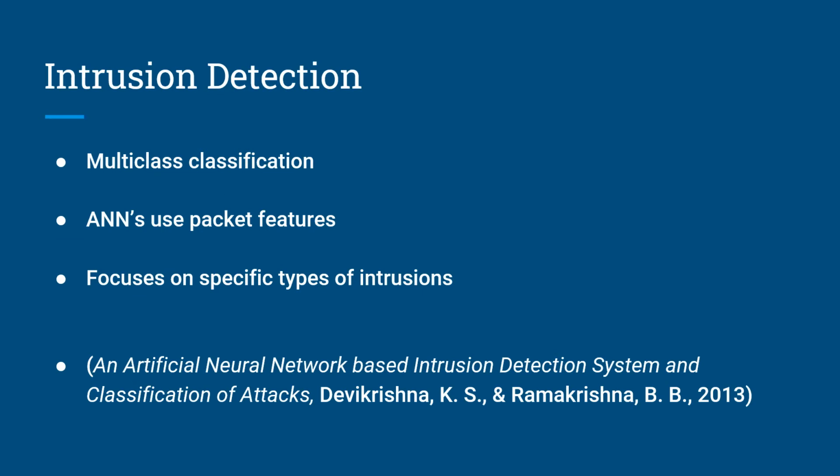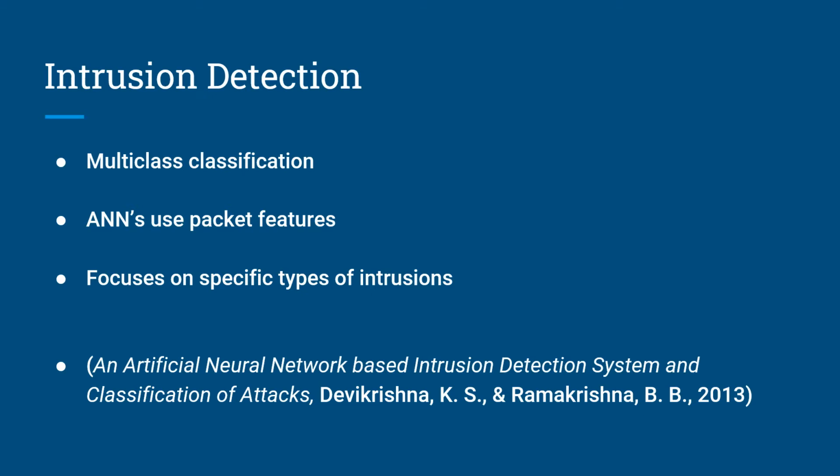Some intrusion detection research we found does focus on multi-class classification. Using this method provides the ability to determine more than one class of intrusions. Once again, this method also focuses on using network packet features to train an artificial neural network. In a research paper titled An Artificial Neural Network-Based Intrusion Detection System and Classification of Attacks, the authors focus on identifying multiple intrusions. With a neural network training on packet feature information, they are able to produce accurate results.